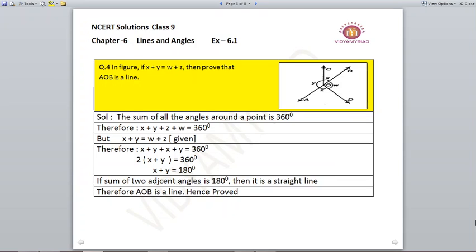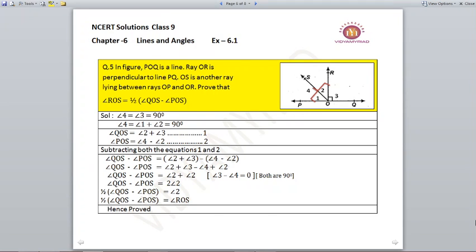It can be written as x plus y plus x plus y is equal to 360. I have substituted z plus w with x plus y. So, it becomes twice of x plus y is equal to 360, which gives us x plus y as 180. And this x plus y, look at the diagram, it is above the line AOB. All the angles, their sum should be equal to 180 degrees. Hence, we can say that AOB is a line, which is proved.